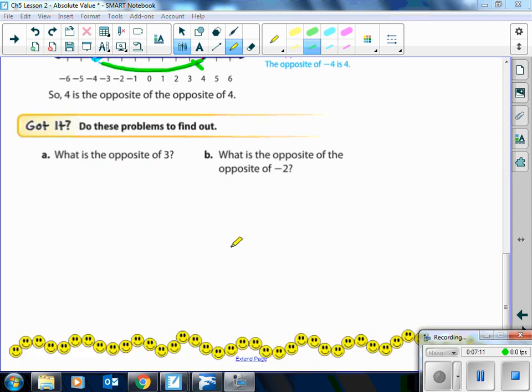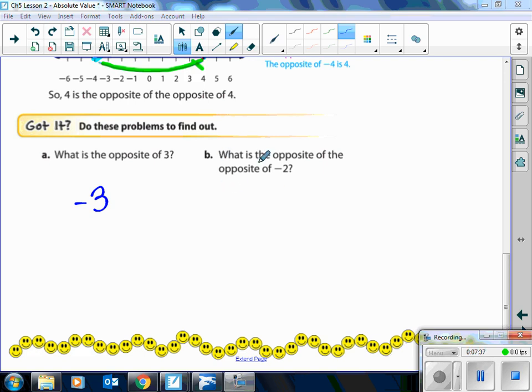So here's the got it. Now, when you write these got it problems, you must write the entire question, because there's no work. So you need to know what the number is, your answer. What is it the answer of? So here we want to know what is the opposite of 3. The opposite of 3 is? Negative 3. Very good. And that's all you have to do.